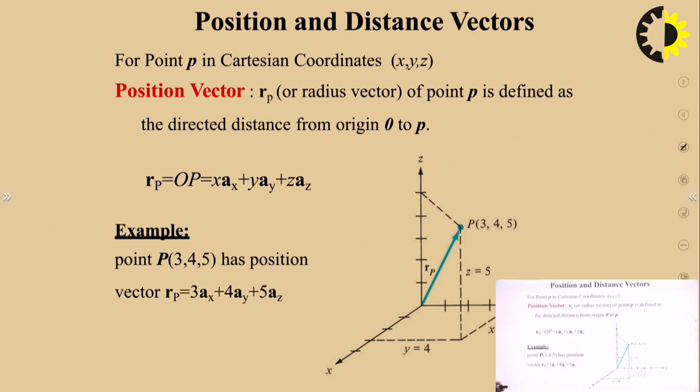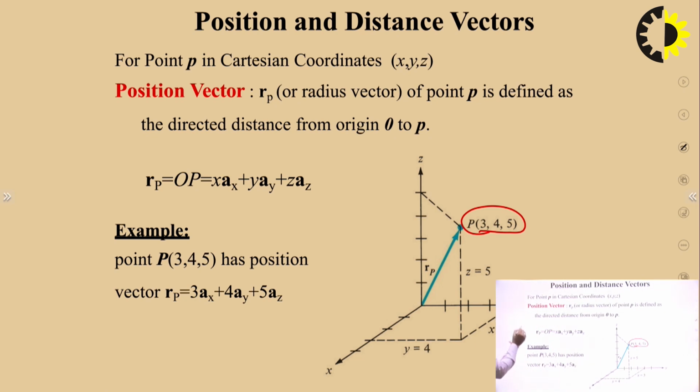So the third slide is position and distance vector. What is the meaning of the position vector and the distance vector? The position vector is always defined according to the origin. That means if I say some point P is given as 3, 4, 5, this is a position vector. What is the meaning of position vector?